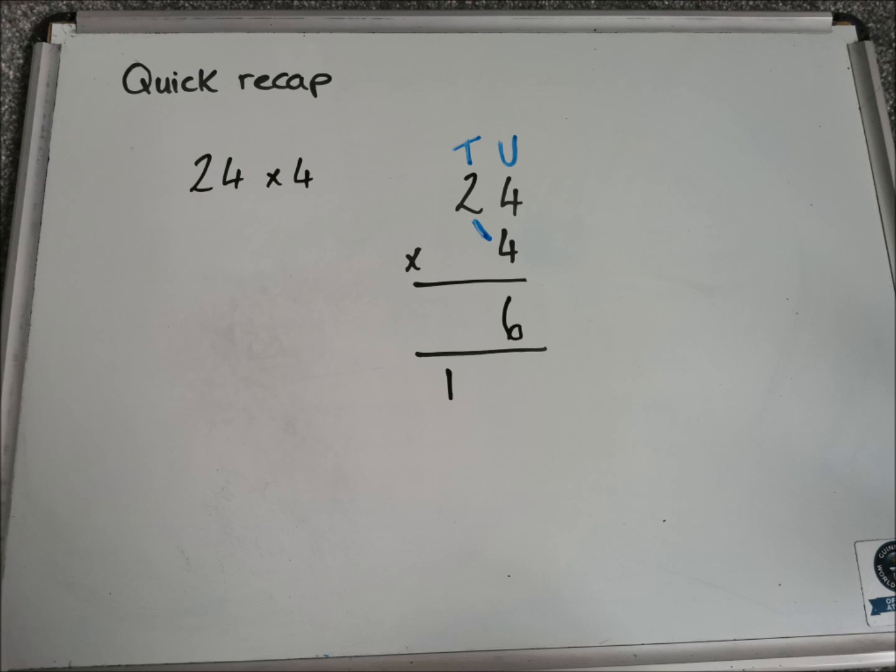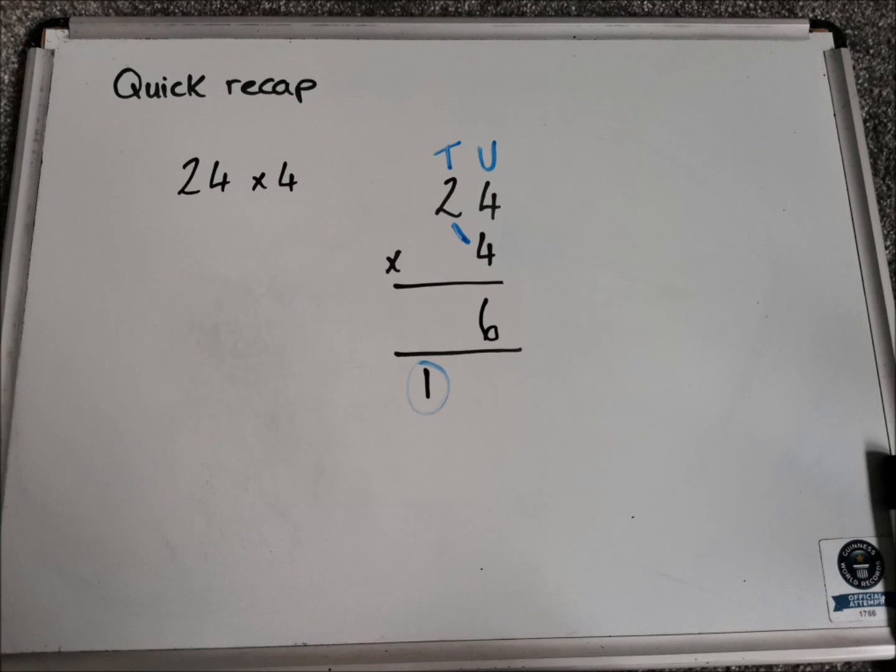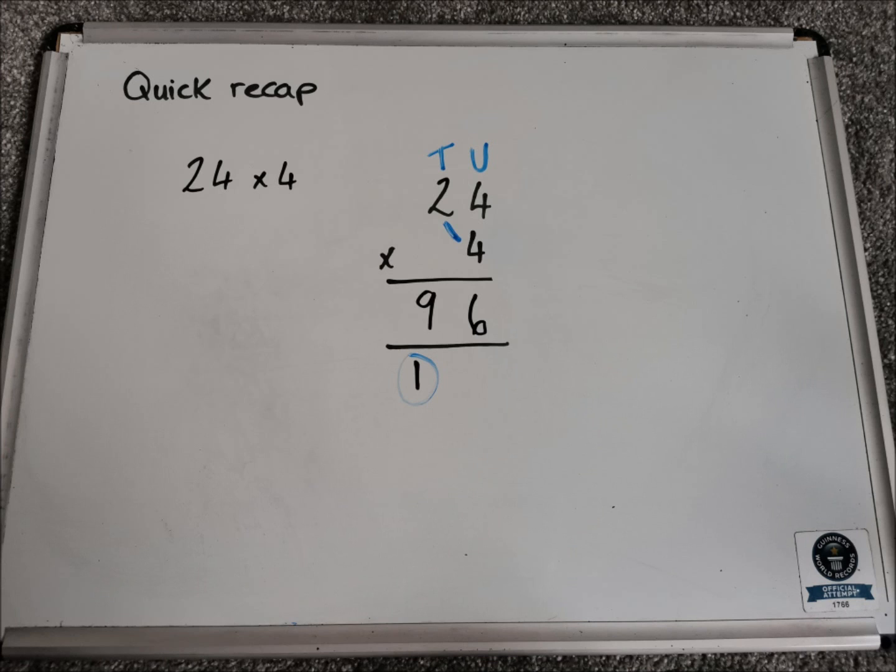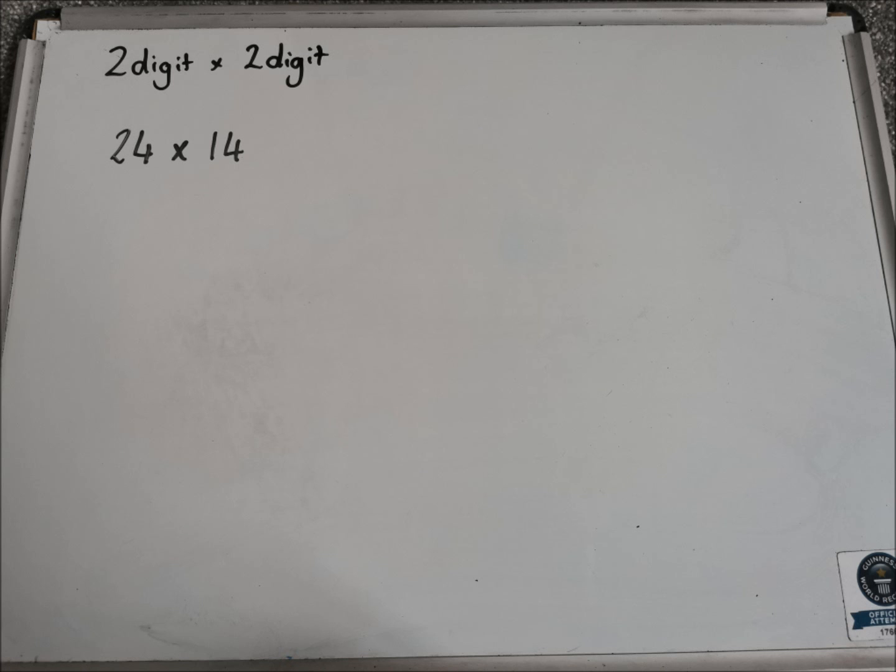The next step is doing 2 multiplied by 4, so sort of crossing over into the tens column now. So 2 multiplied by 4 is 8, but we've got the 1 at the bottom to carry, to add on, so that means our answer is going to be 9. So the answer to that sum is 96. We just pop the answer in the answer box there. So hopefully that is making sense. That's a quick recap, and we can move on to having a look at two digits multiplied by two digits.